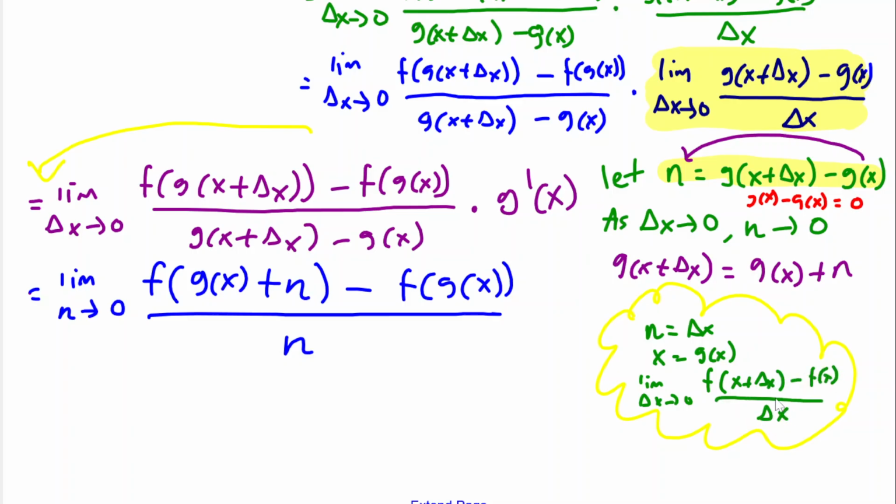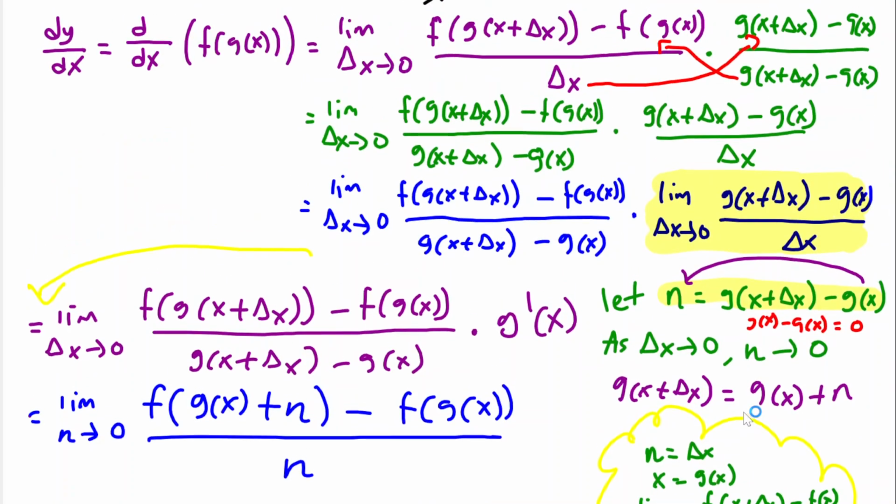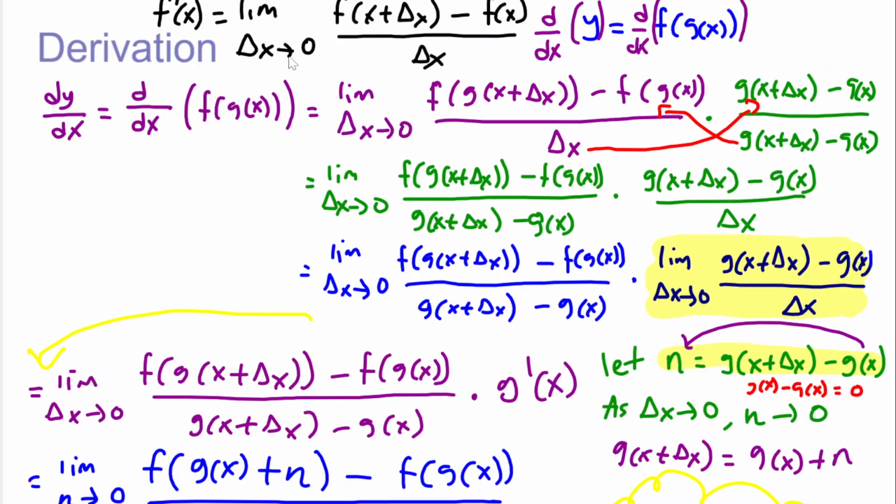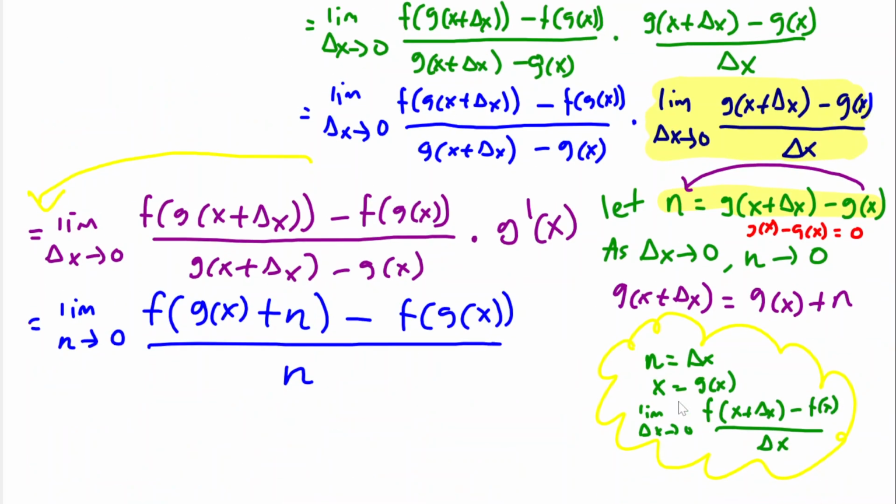And wait, I didn't forget our roots here. Look, I'm back to the origin. I'm back to where we started. This is the first video. This is in the form of that. But in this case, our delta x is n, and our x is g of x.